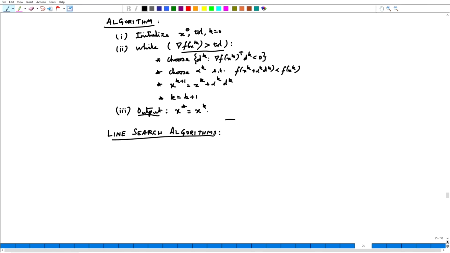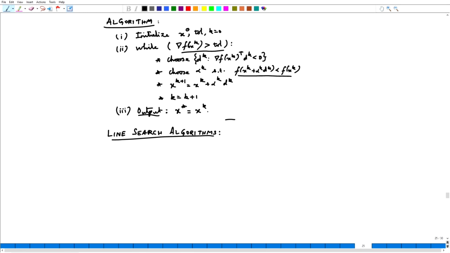Line search algorithms are algorithms that search for a step size alpha k. Note that the step size we want to choose should satisfy this particular property: f of x k plus alpha k d k is less than f of x k. Just keep this in mind.